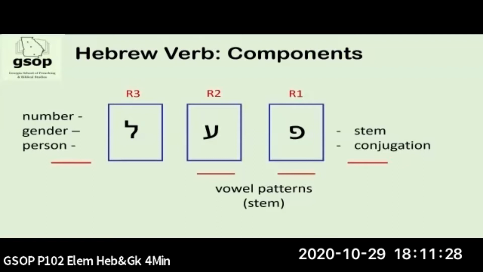And then, of course, the suffix will tell you person, number, and gender, whether it's first person, second person, third person, masculine, feminine, or common, and we'll get to that later.